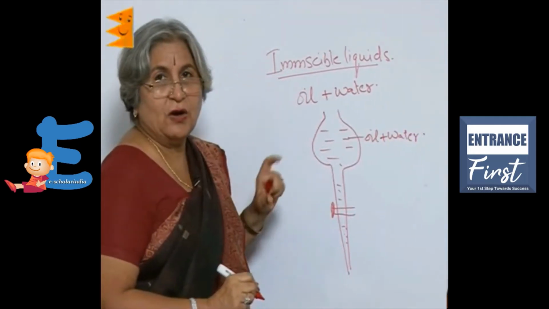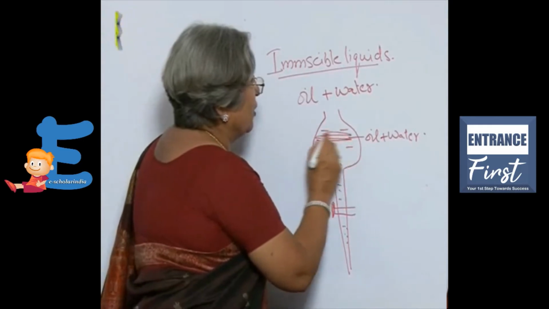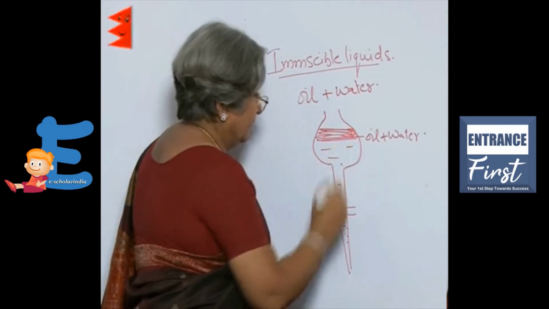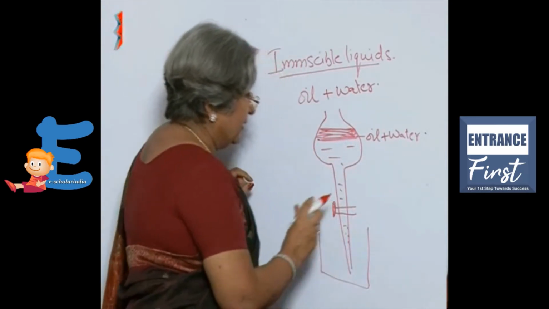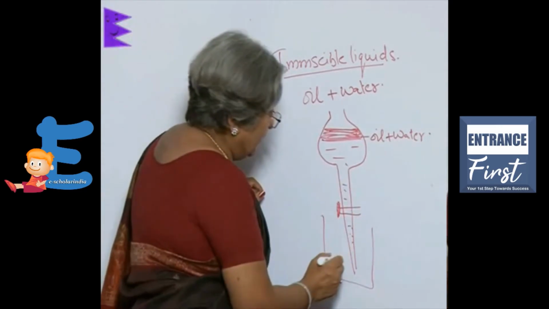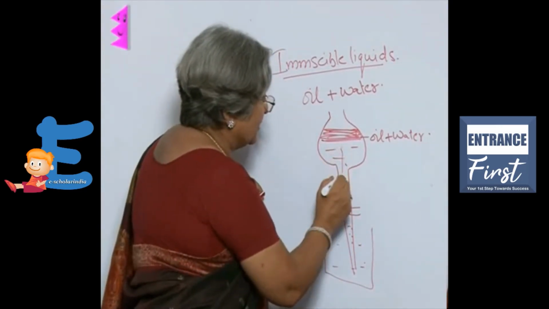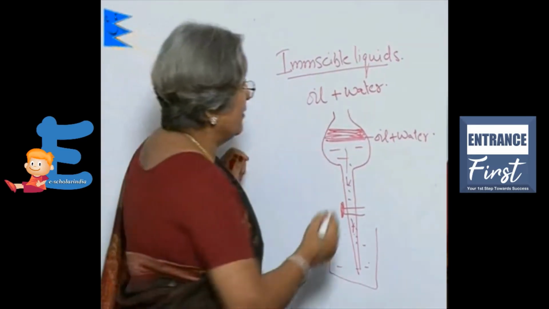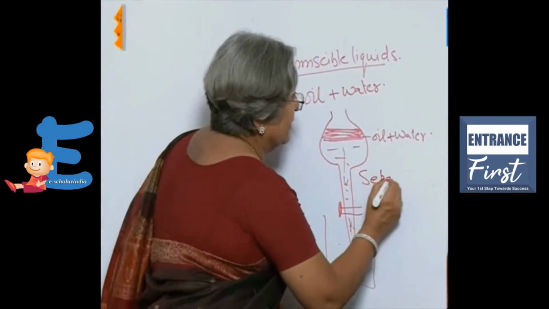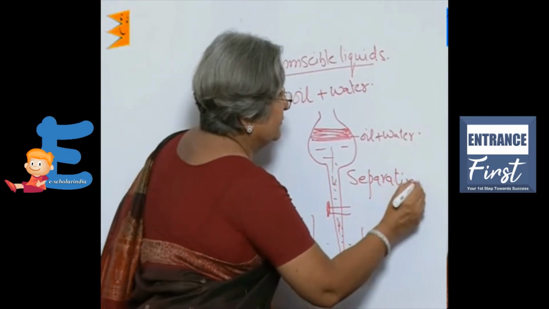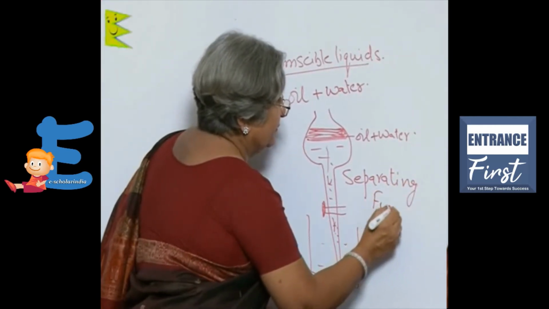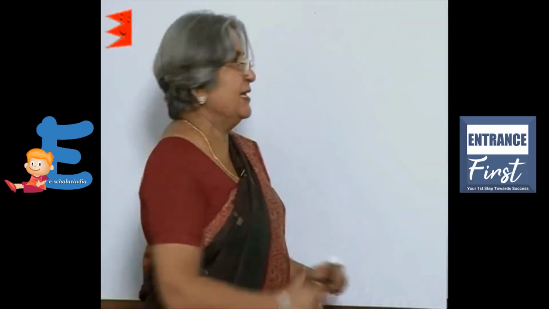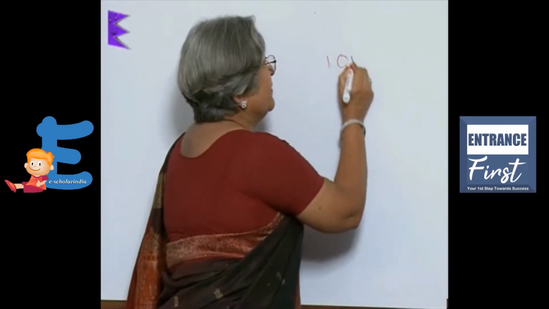After a while, oil being lighter will come on the top. Then you can put a beaker below it, open the cork, and water will flow in it. Once the water has totally gone out, you can change the beaker and collect oil. This kind of funnel is called a separating funnel. So the application of this method is that oil and water can be separated.